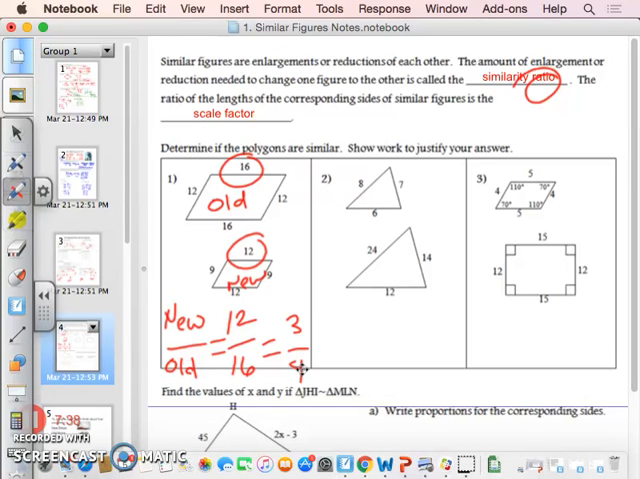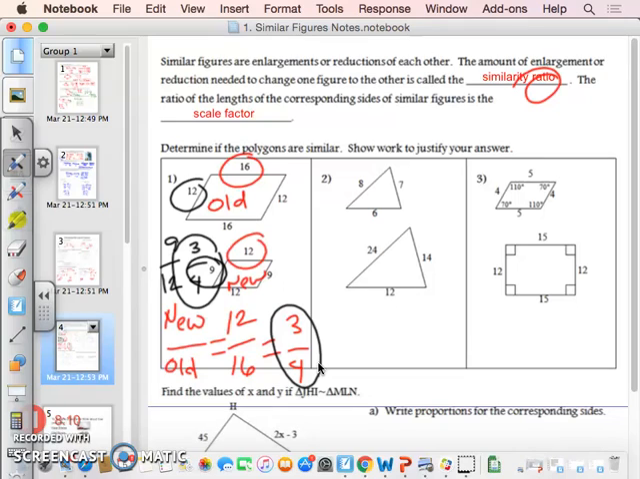Now let's look at the other side and see if I get the same scale factor, because we know that one way to test if 2 things are similar, you've got to look at all the sides. So again, I'm going to do new over old, and I'm going to use the other side. So this time I'm looking at 9 and 12, new over old. So if I do 9 over 12, and I simplify it, 3 goes into both, I end up with 3 over 4. And since my scale factors are the same, I can say for certain that these 2 images are in fact similar.